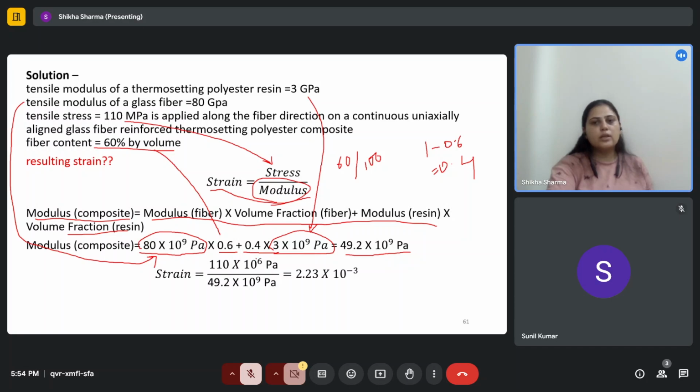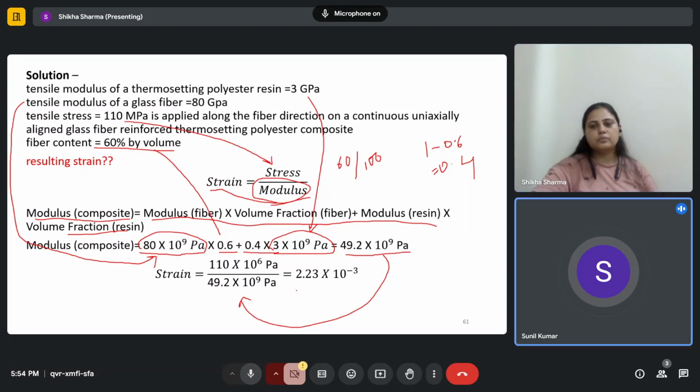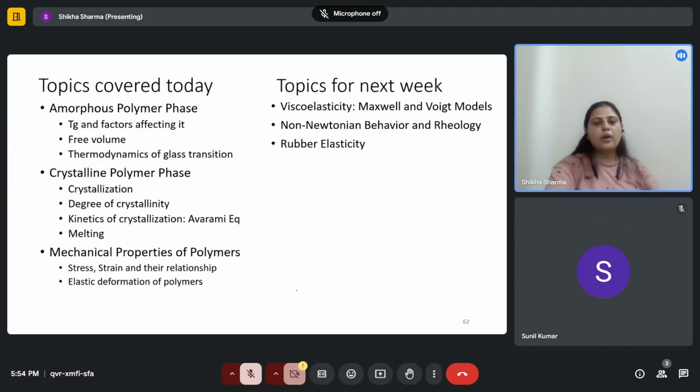And in the formula of strain equals stress by modulus, we have stress as 110 into 10 to the power 6 Pascal, divided by the modulus we just calculated, 49.2 into 10 to the power 9 Pascal, which is nothing but 2.23 into 10 to the power minus 3 strain. So are you following? You understood? Yes. Do you have any questions so far? Any doubt about whatever we have discussed?